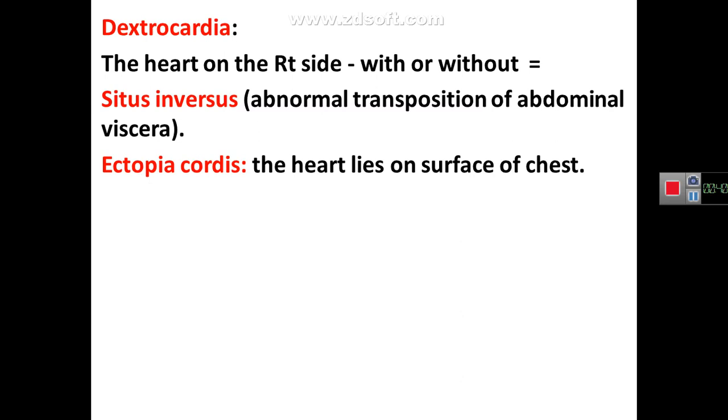That's all about the embryology of the cardiac system and part of the embryology of the cardiovascular system.